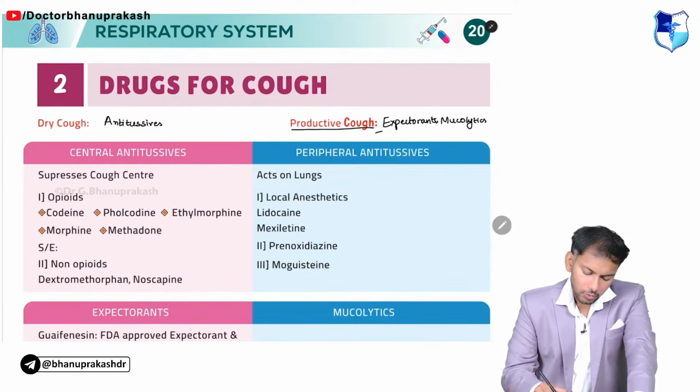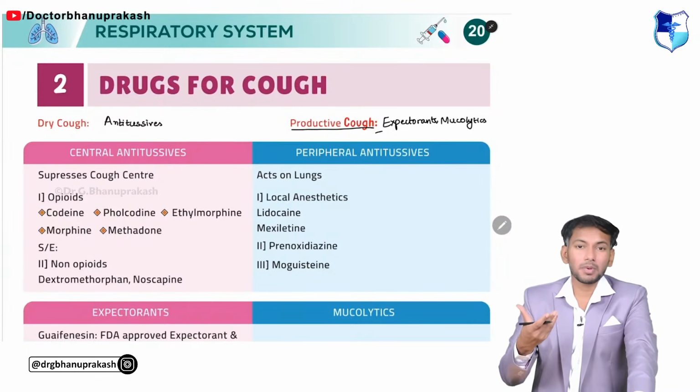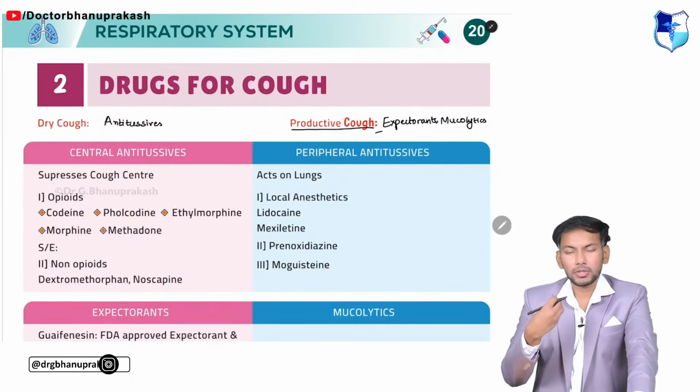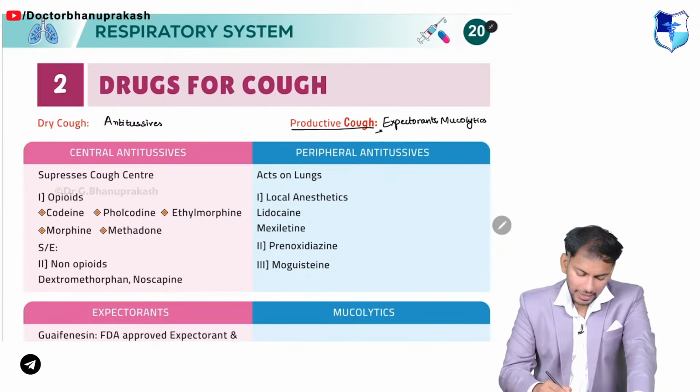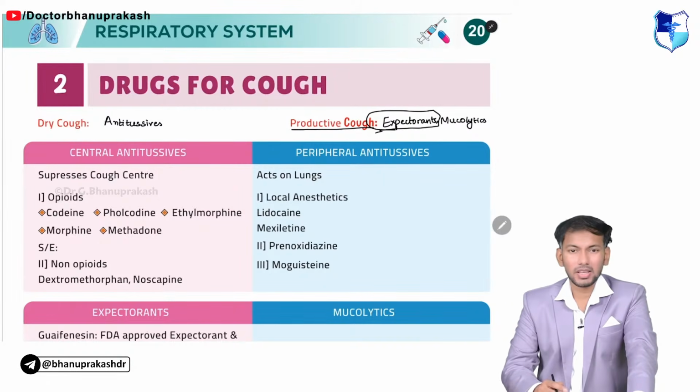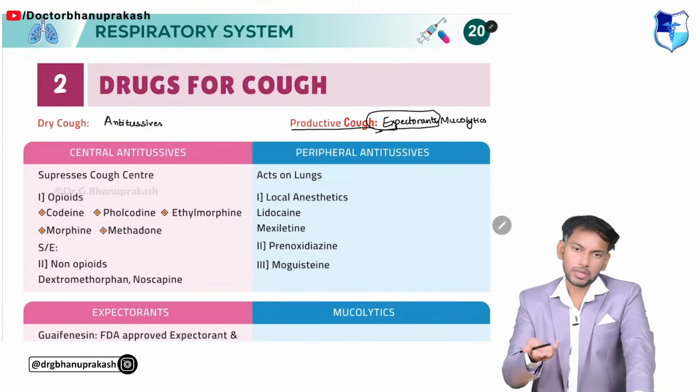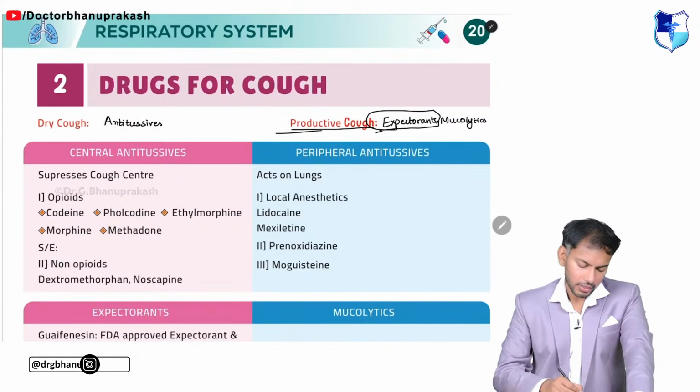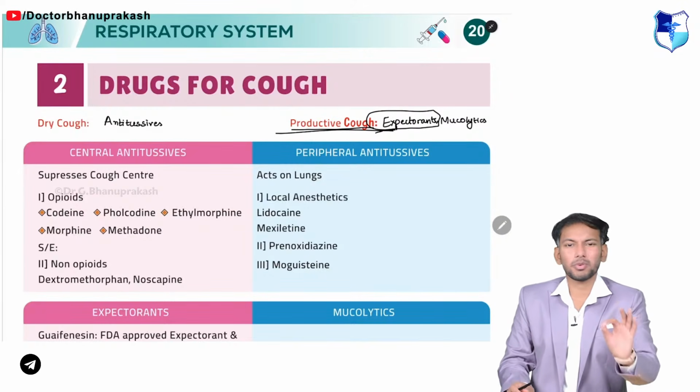What will mucolytics do? Mucolytics will break down the sputum, make it easier for the sputum to come out. What will expectorants do? Yes, they throw the mucus outside. This is what you are going to study in productive cough. Now you have to remember a few names.